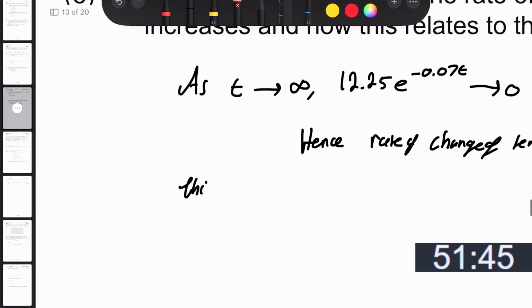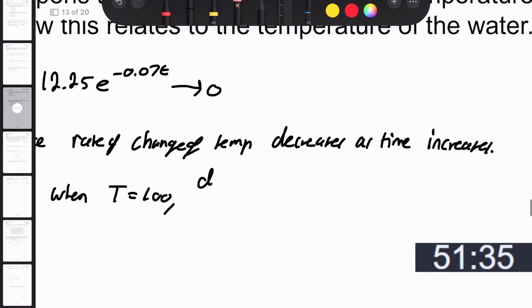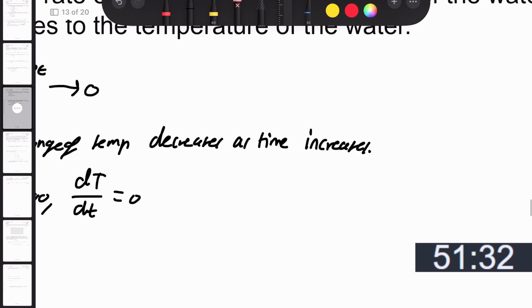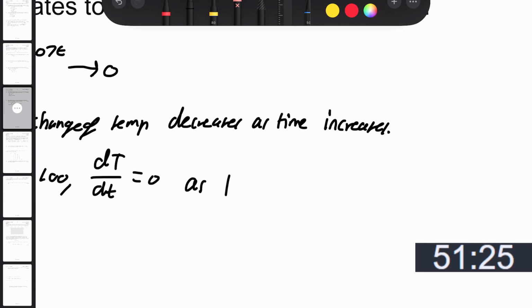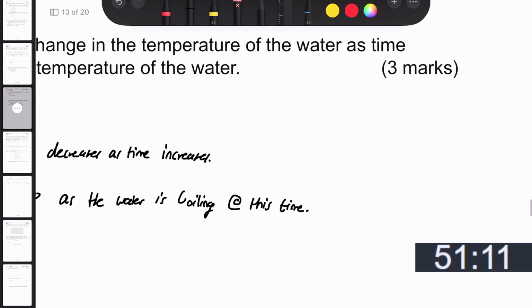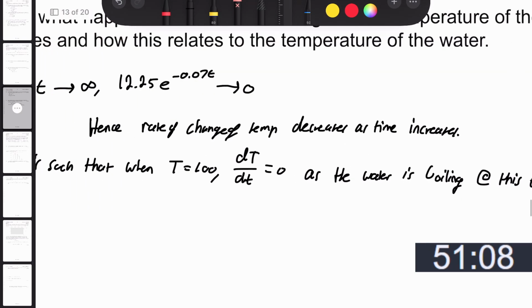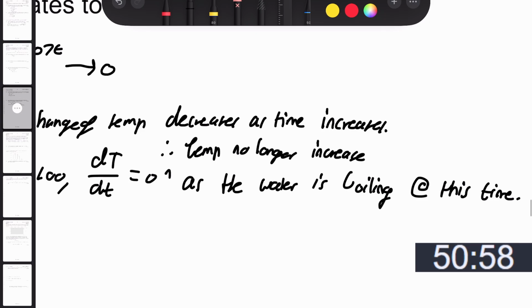This is so such that when temperature equals 100, dT/dt equals 0, as the water is boiling at this point. So the water is boiling at this time. It no longer increases. Therefore, temperature no longer increases. The water is boiling.